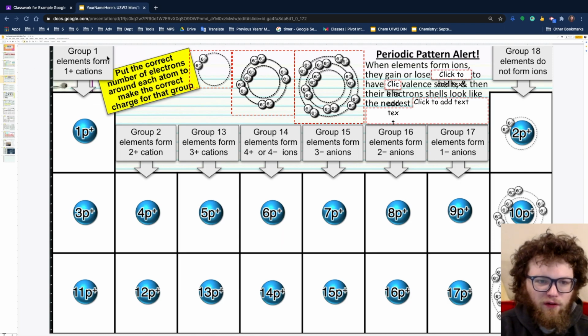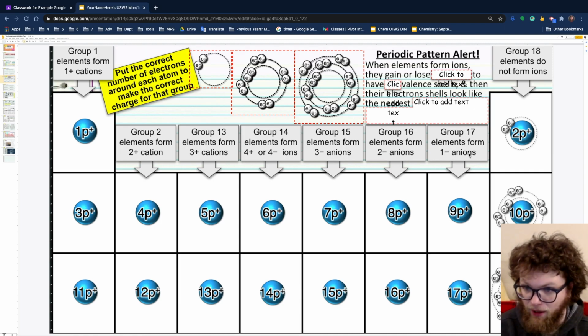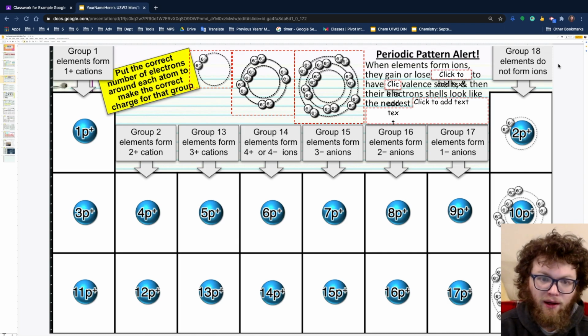This looks to be another form of review. It says, we remember before that group 1 elements form +1 cations, group 2 elements form 2+ cations, group 13 elements form 3+ cations, group 14 elements could form 4+ or 4- ions, cations or anions. Group 15 elements form 3- anions. Group 16 elements form 2- anions. Group 17 elements form 1- anions. And group 18 elements do not form ions.